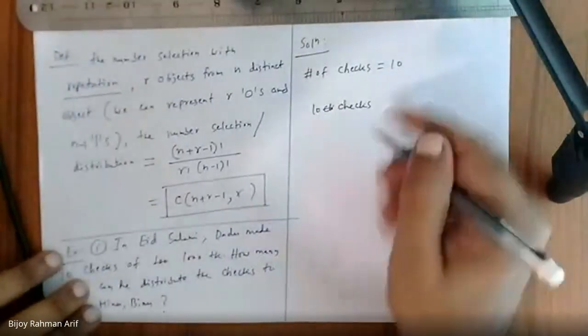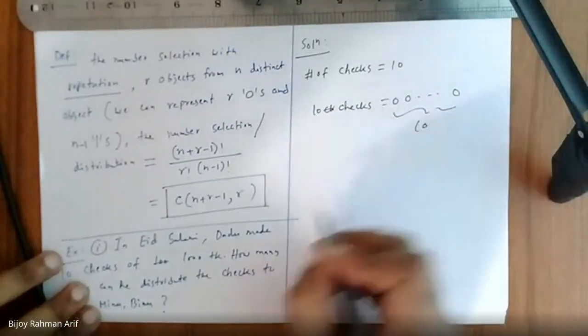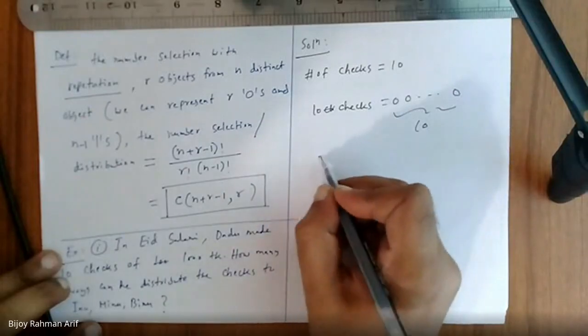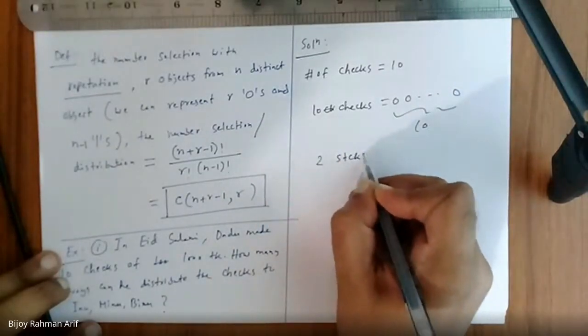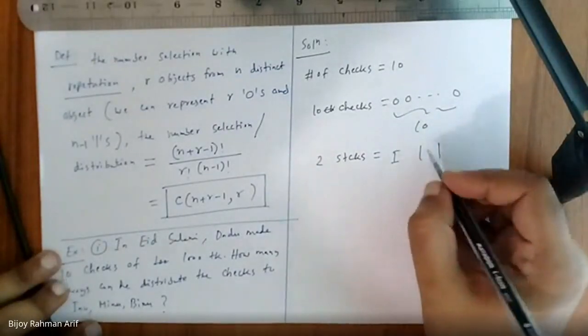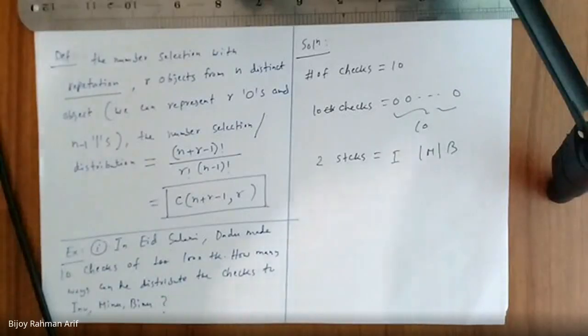10 checks is nothing but 10 balls. আর দুইটা স্টিক নিলাম, 2 sticks. So this one is Inu, this one is Minu, this one is Binu. So now tell me, what would be the answer?